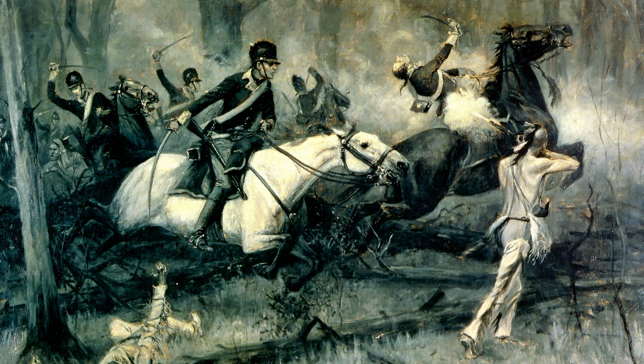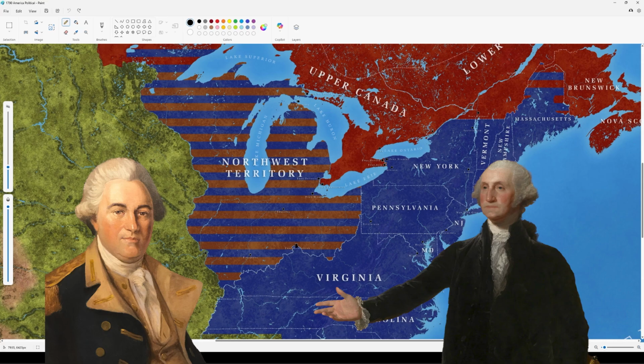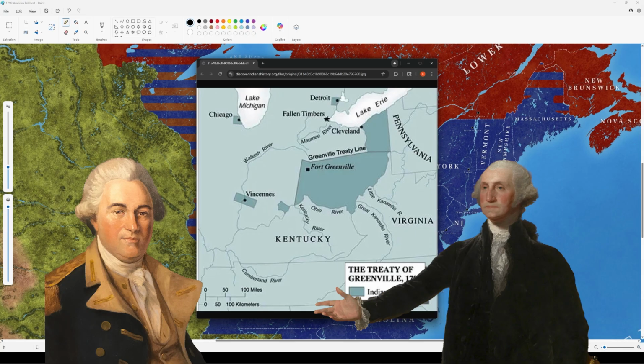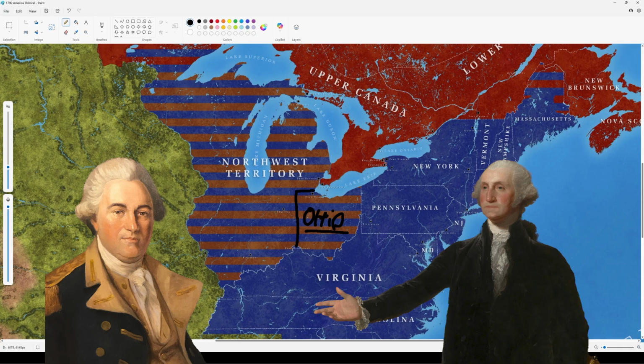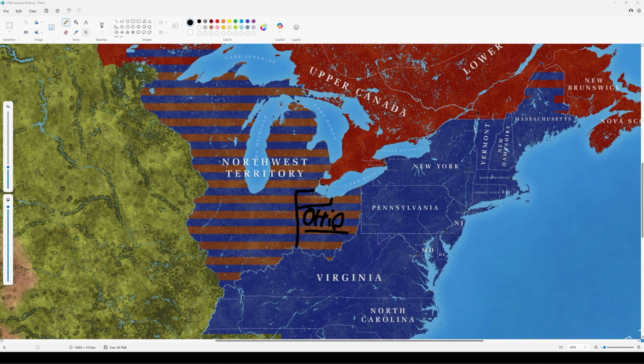Outnumbering the natives roughly 3-1, they will inflict roughly even casualties and force the natives into surrender. Following the battle, the natives will sign the Treaty of Greenville, ceding most of what is modern-day Ohio to the United States. Ohio runs from about here all the way up to the Maumee River and over. Here's where Fallen Timbers happened, right along the Maumee. This will be ceded in the Treaty of Greenville, basically giving the United States access to most of modern-day Ohio. That'll basically make up the Northwest Indian War.